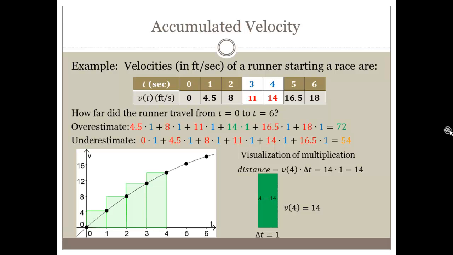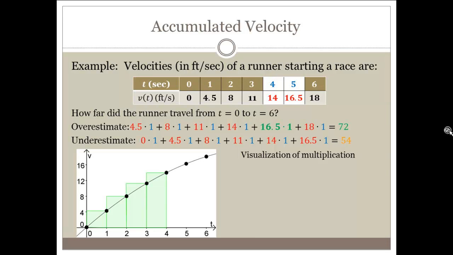The distance traveled over the time interval from 4 to 5 was calculated as v of 5, 16.5, times delta t, which is 1 second. This can be represented as the rectangle of height 16.5 and width 1. This rectangle of area 16.5 can be added to our graph over the time interval from 4 to 5.